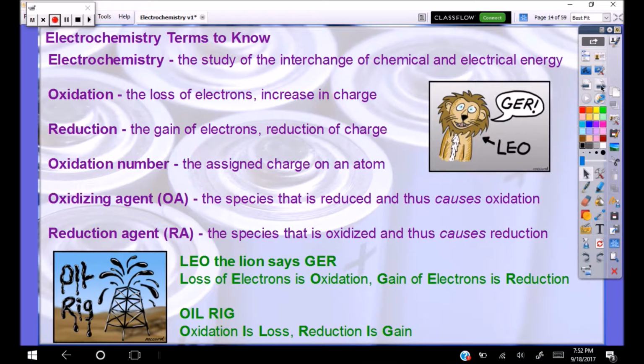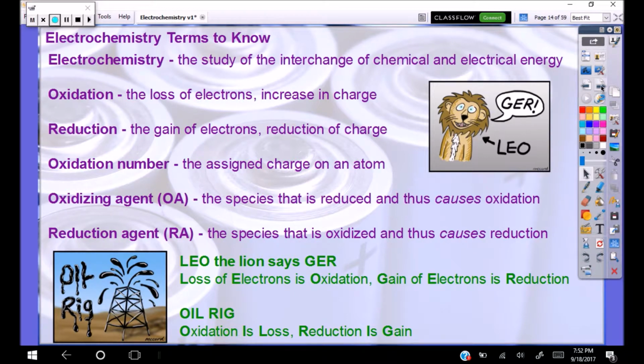I know, it's weird. An oxidizing agent is the species that is reduced because it causes oxidation. It causes the loss of electrons. The reducing agent is the species that is oxidized and thus causes reduction. So we got to think about what those processes are.